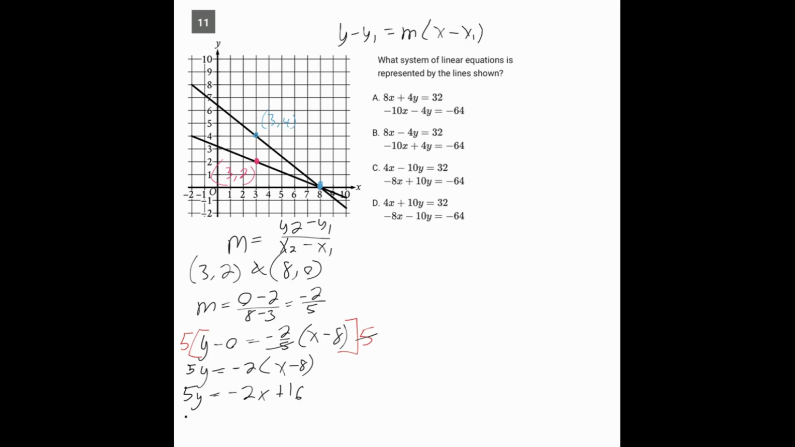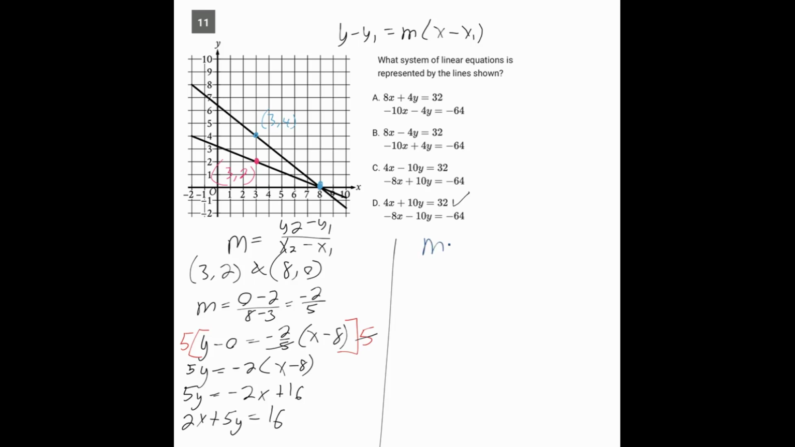And add 2x to both sides. 2x plus 5y equals 16. Now that is equivalent to this one right here, 2x plus 5y is 16. If you multiply all three of those things by 2, you'll get 4x plus 10y is 32. So we kind of already know the answer is D, but let's follow through and get the equation of the other line just to demonstrate it.